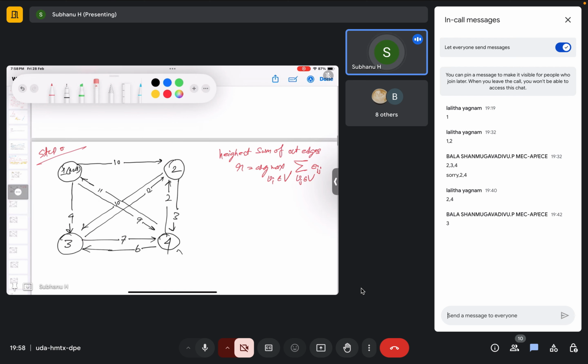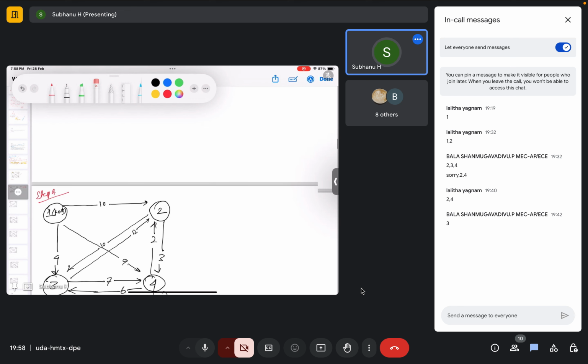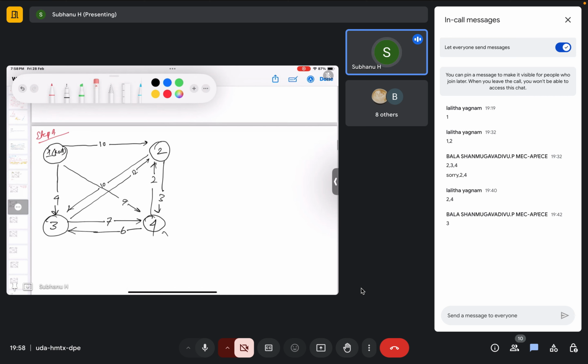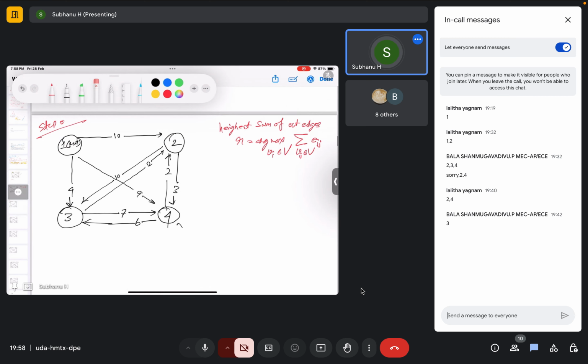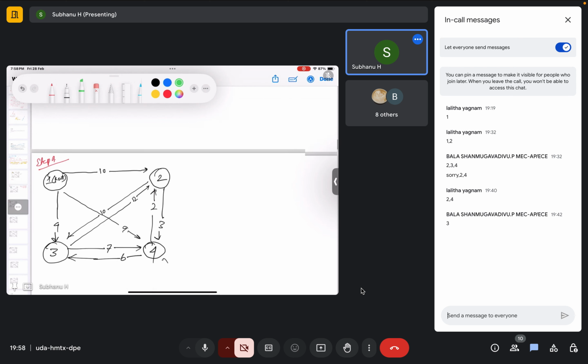Oh, sorry, I also forgot to remove this one. This one was also an incoming edge 11. Fine. Now see, my root node has no incoming edge. All are outgoing edges. Fine.